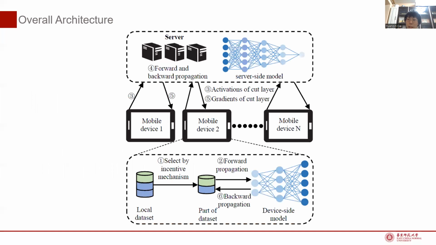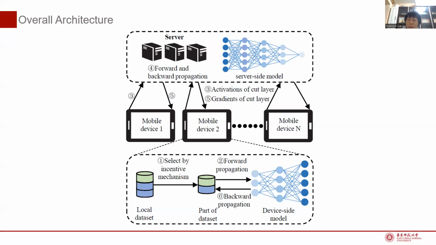Here shows the overall architecture of our algorithm. It has a central server with powerful computing power and n mobile devices. We cut the model into 2 parts. The small part in the front is deployed on each mobile device, and the others are deployed on the central server. The dark blue layer in the model is called the cutting layer. In the first step, each mobile device selects some data from the local dataset by the incentive mechanism. In the second step, these data are put into the model for forward propagation.